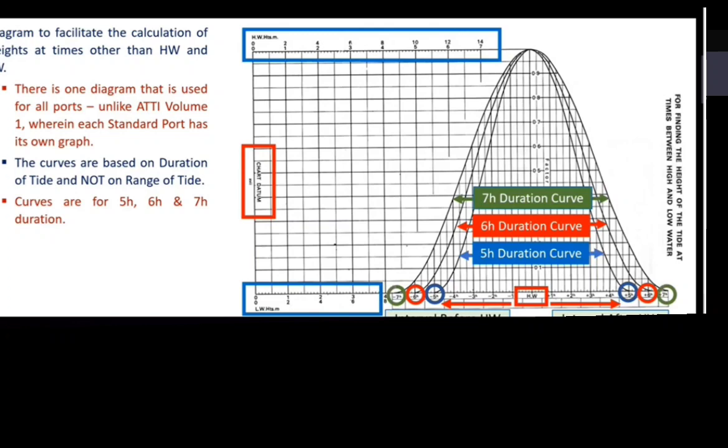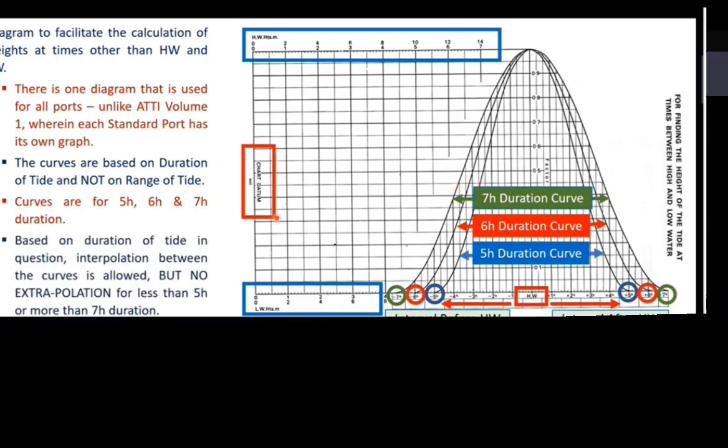Now, if our duration of tide falls between 5 and 6 hours or 6 and 7 hours, we shall do the linear interpolation, and interpolation can be visually done. But if our duration of tide happens to be outside the 5 to 7 hours range, extrapolation is not allowed. No extrapolation allowed, interpolation is allowed.